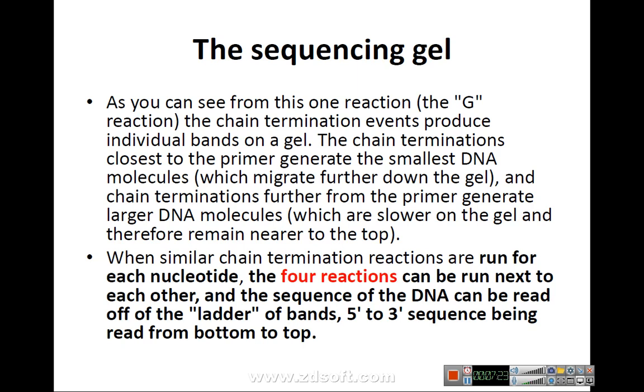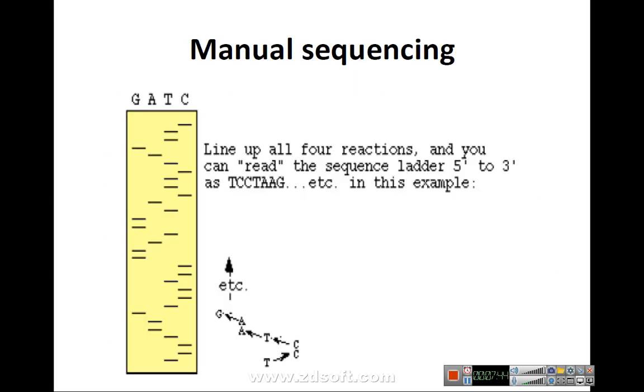When similar chain termination reactions are run for each nucleotide, the 4 reactions can be run next to each other and the sequence of the DNA can be read off the ladder of bands, with the 5 to 3 prime sequence being read from bottom to top. So remember that bottom to top is 5 prime to 3 prime. Manual sequencing: if the smallest band at the bottom is a T, we will say that the first is T, then the next is C, and then the upper one is also C, so we will say TCC. In that way we will make the sequence of DNA.